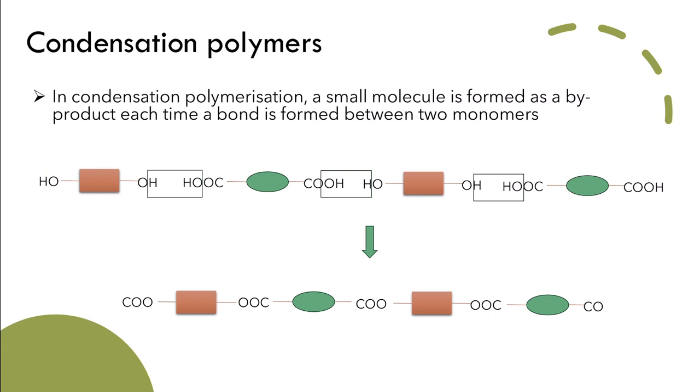Condensation polymers. In condensation polymers, a small molecule is formed in addition to the polymer. Here in condensation polymer, we react a dihydroxyl compound with a dicarboxylic acid compound, and they react together to give ester, and then a small molecule of water is removed here in this reaction. Then again, there is a repeating unit, which is the ester.